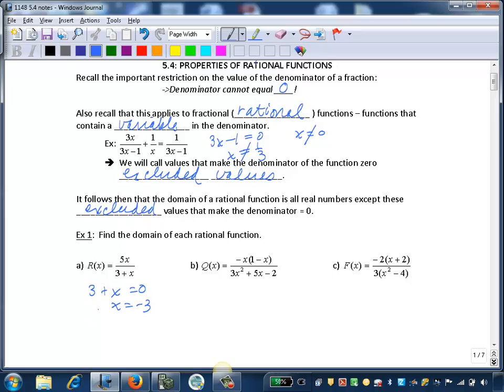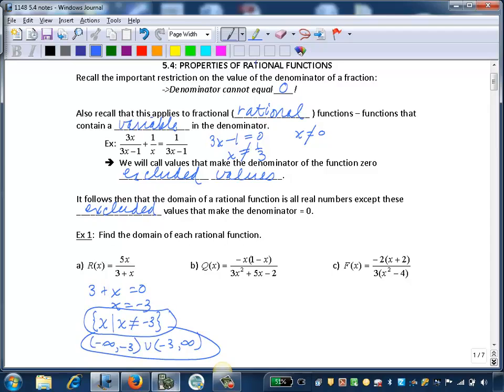So when we write our domain, pay attention in my math lab how they ask you to write it. But in set notation, it would be the set of x's such that x does not equal -3. Or in interval notation, a way of saying everything except -3 would be -infinity to -3, union -3 to infinity. So either one of these is correct, just depending on how they want the answer written.